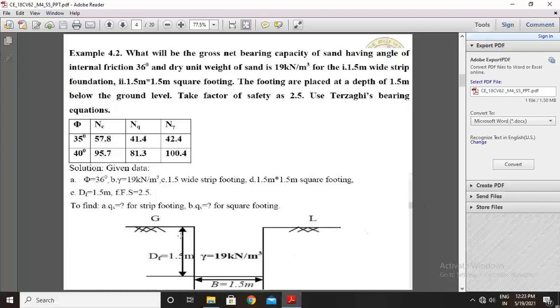So this is the diagram for the given problem. This is the ground level, this is the depth of the footing, 1.5 meter, and size is 1.5 meter width, and unit weight of soil is gamma 19 kilonewton per meter cube. So this is the sketch based on the given data.